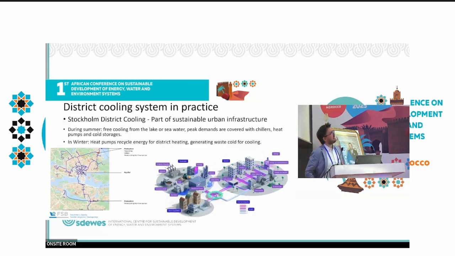Okay, let's look at some cool examples of district cooling systems around the world. There's a lot of them. We'll go through some of them, and I've chosen a few specific ones, each of them having some very specific added value that I wanted to discuss. So the first one is the Stockholm district cooling system as a part of sustainable urban infrastructure. Probably one of the largest ice storage chilled water systems. 400 buildings, around 250 kilometers of network.